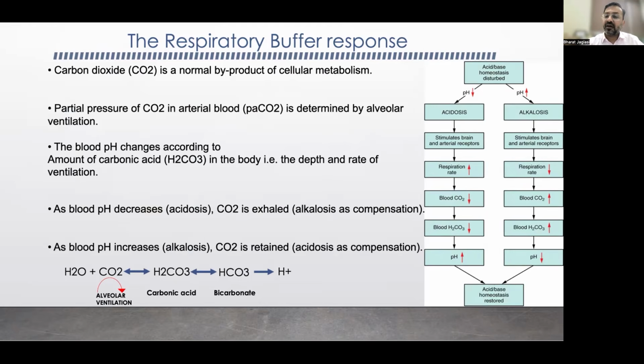In case of acidosis, if the pH has gone down, it stimulates the brain and arterial receptors, which increases the respiratory rate. As a result, blood CO2 goes down, blood bicarbonate goes down, the pH increases, and the acid-base homeostasis is restored. If the pH has gone on the higher side, that is alkalosis, it stimulates the brain and arterial receptors, and the respiratory rate goes down. Blood CO2 goes up, blood bicarbonate goes up, and the pH comes down, and this is how the acid-base balance is restored.